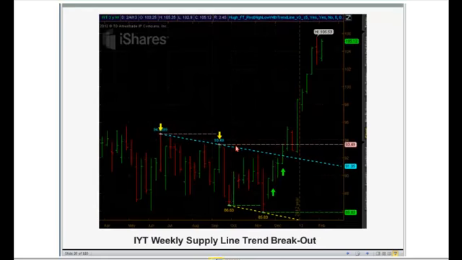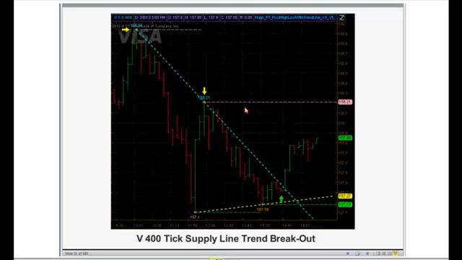So the next one, here's just another example. This is on a weekly, so any time frame. Here's your pivot high here, pivot high, automated trend line, boom. Here's one on a 400 tick, for intraday trades. Here's a pivot high, trend line, breakout.